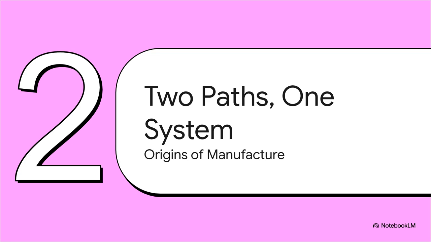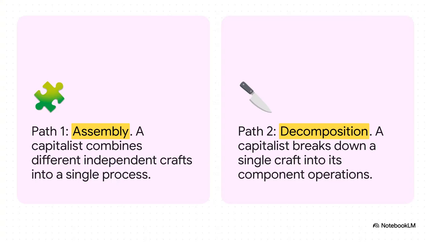Now, Marx, being a historical materialist, knows the system didn't just pop up out of nowhere. He actually identifies two main pathways that led from older forms of production right into the age of manufacture. The first path is basically synthesis. A capitalist gathers up a bunch of artisans from different independent crafts to make one single complex thing. The second path is the opposite. It's all about analysis. A capitalist takes one craft and breaks it down, decomposes it into a whole series of simpler, sequential steps. Let's dig into each of these.